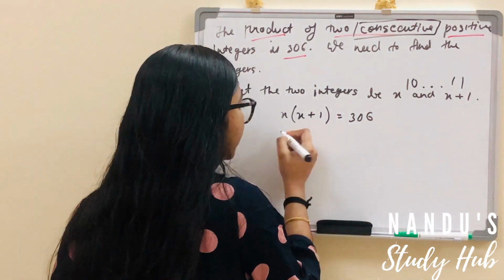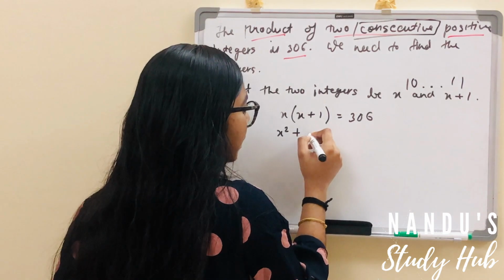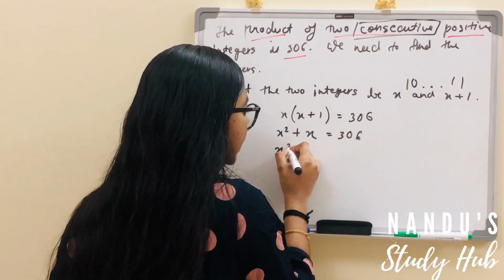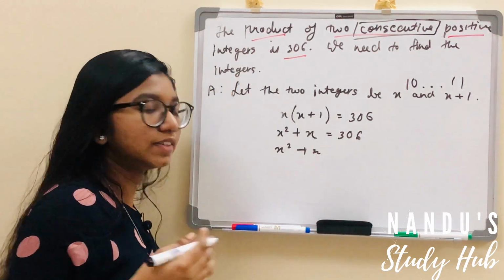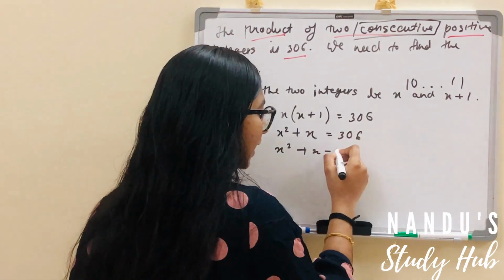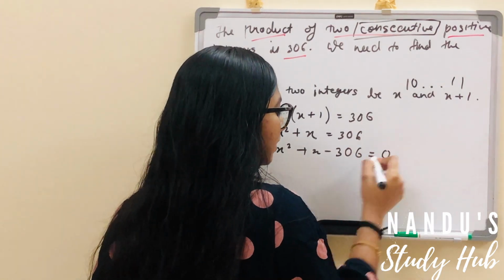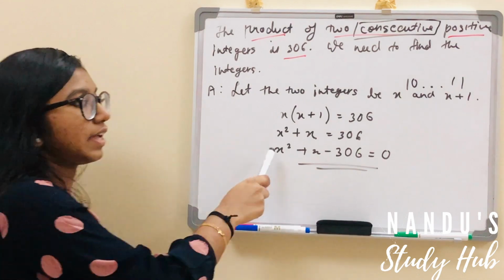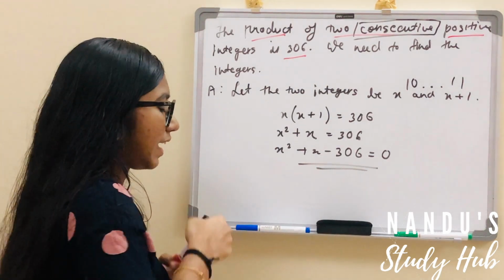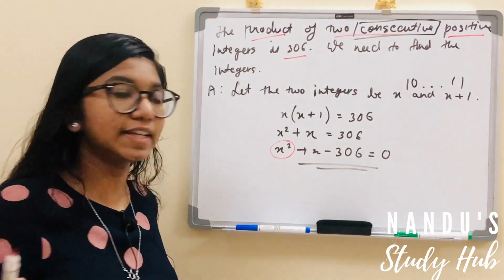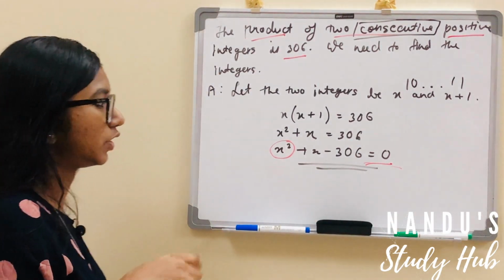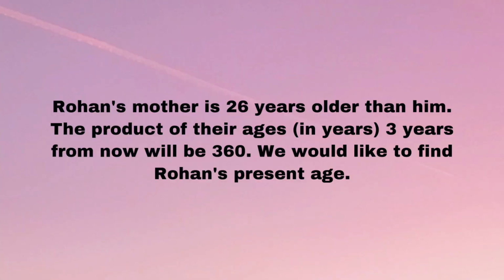When I remove the brackets, it will be x squared plus x equals 306. I can bring the 306 to the other side, so it becomes x squared plus x minus 306 equals 0. So this is your final answer. Like we formed the equation, it has an x square in its term, so it's a quadratic equation, and also it's equal to 0. So this is your final answer. We'll do one more question of that type.